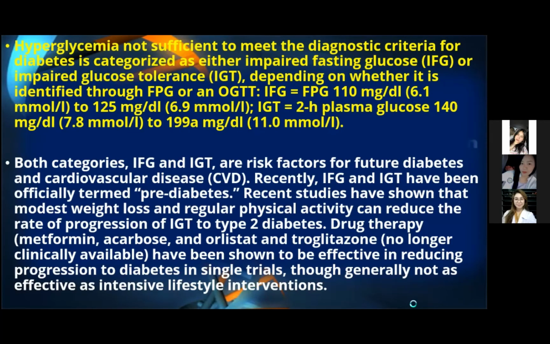In recent studies, both of these tests have shown that modest weight loss and regular physical activity can reduce the rate of progression of IGT to type 2 diabetes. Drug therapy with metformin, orlistat, and acarbose is widely available. They have been shown to be effective in reducing progression to diabetes in single trials, though generally not as effective as intensive lifestyle intervention.